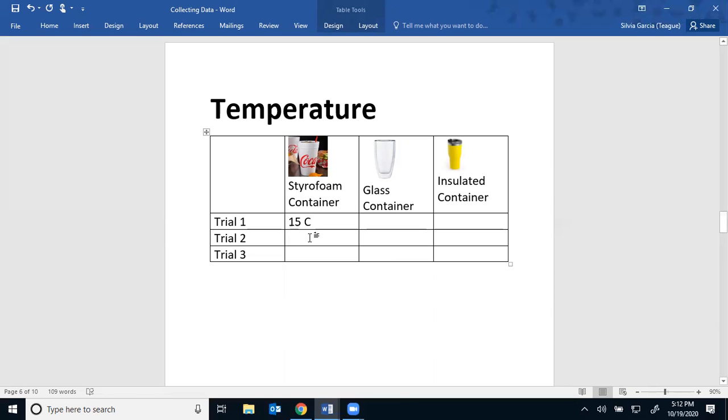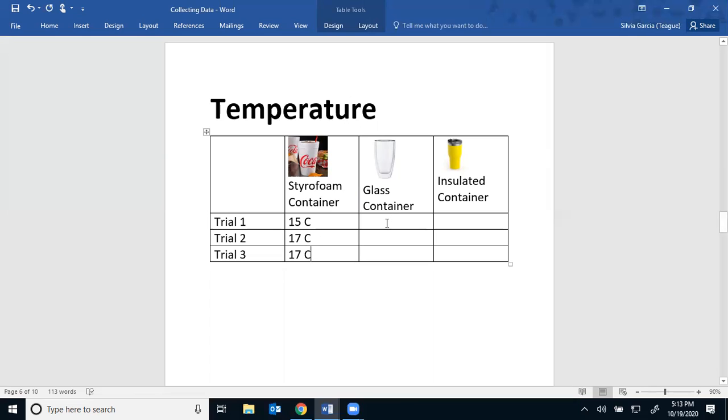The second time I measured it, because I have to do a trial 2, the ice cold drink in the styrofoam container, I measured the temperature. It was 17 degrees Celsius. And then I emptied that out. Then I did the same test in the same styrofoam container for the same amount of time. And then I took the temperature, and let's say that it measured 17 degrees Celsius.